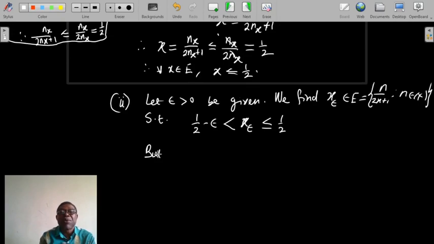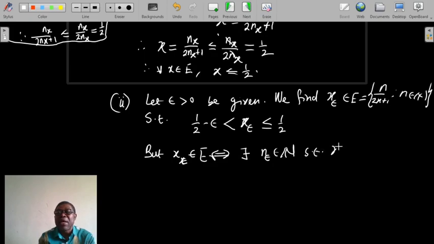But as I stated before, if x_epsilon is in E, this will be equivalent to there exists n_epsilon in the set of natural numbers so that x_epsilon is equal to n_epsilon over 2n_epsilon plus 1. So whatever x_epsilon we are looking for must be of this form. So finding x_epsilon in A is equivalent to finding n_epsilon in N for which this will happen.